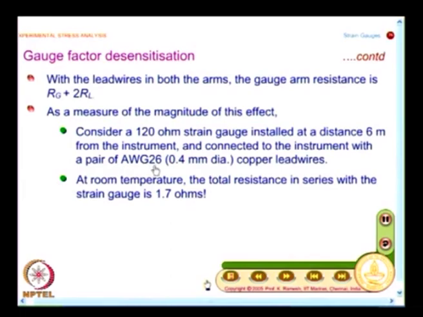This is AWG 26 of 0.4 millimeter dia. For a 6 meter length, the total resistance in series with the strain gauge is 1.7 ohms. This is at room temperature. So, what you find is when I connect a strain gauge by a lead wire, you cannot ignore the resistance of the lead wire.